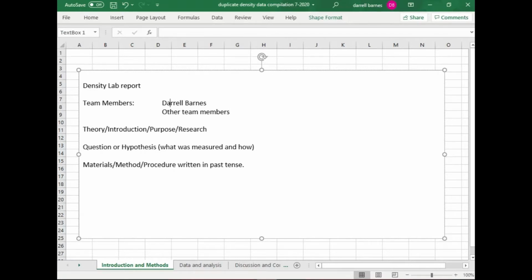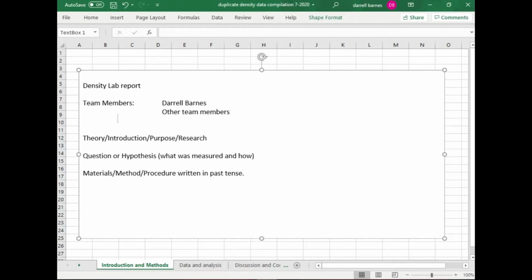And the date due is just going to be a placeholder for me. It'll be whenever we get finished is what it will be. Date due. When you or I get finished, that will be when this is due. You may have a date due, so please respect your date due in your class. Theory, introduction, purpose, and research. I'm going to just call this introduction. And I'll think about some of those other things to include as well.